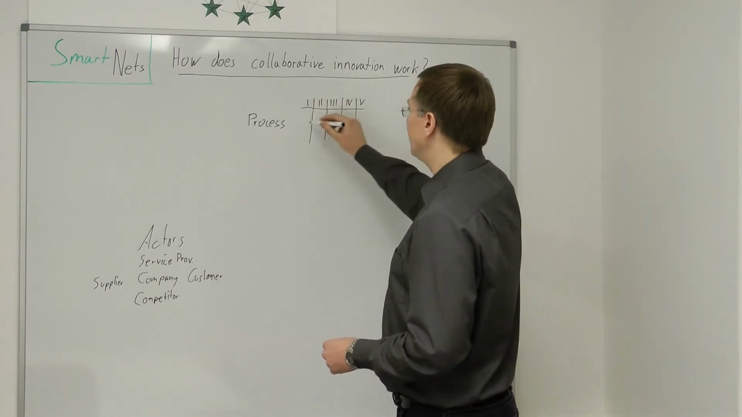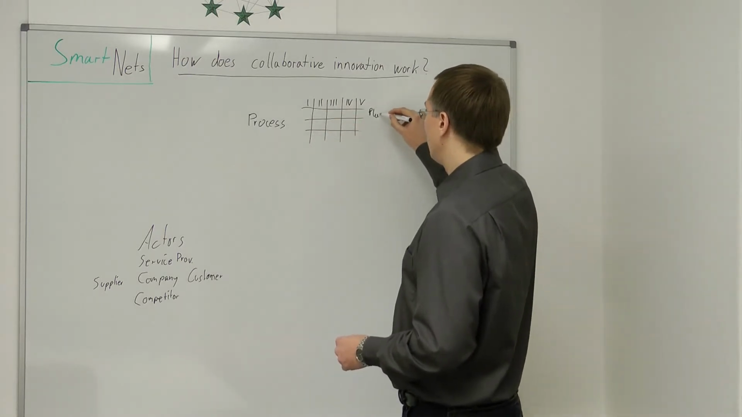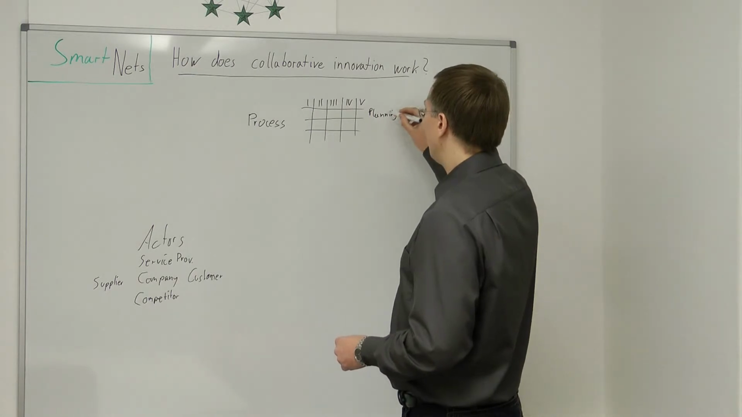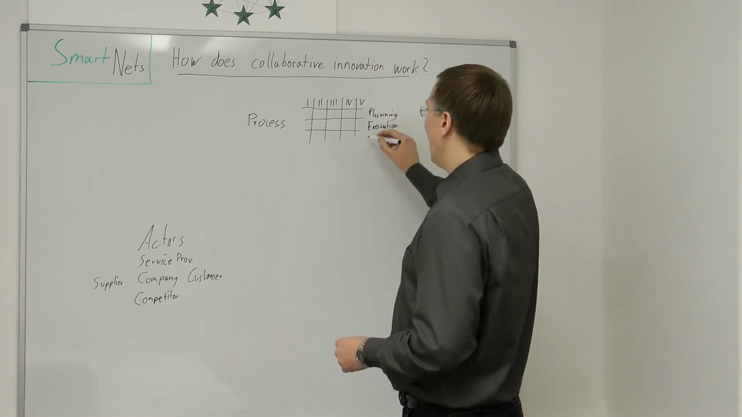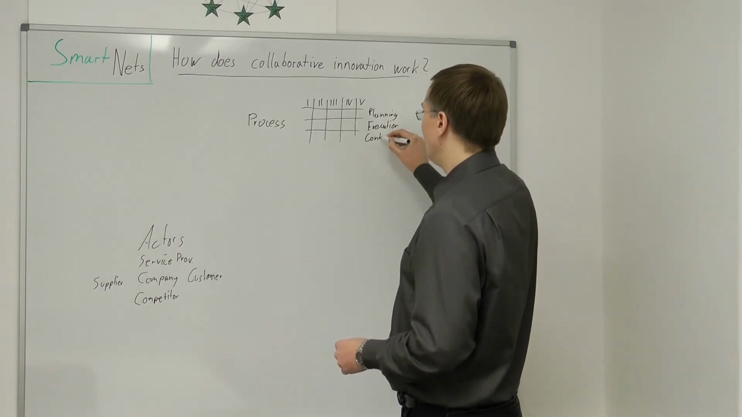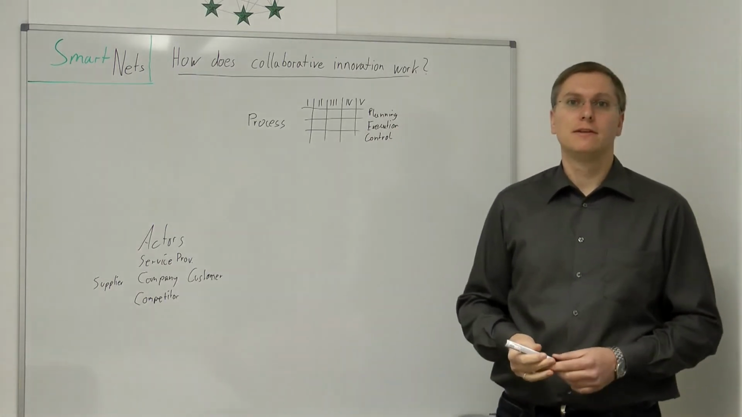And in each of the phases we have elements of planning included, then the execution, which means, for example, the prototyping, and phases of control, where we check if we have reached the objective of the respective phase.